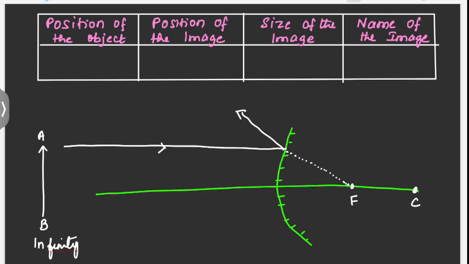So from here you have to meet. Let us draw one more ray, second ray. So this is the incident ray. So the reflected ray will be like this. So again extend this and meet at F.